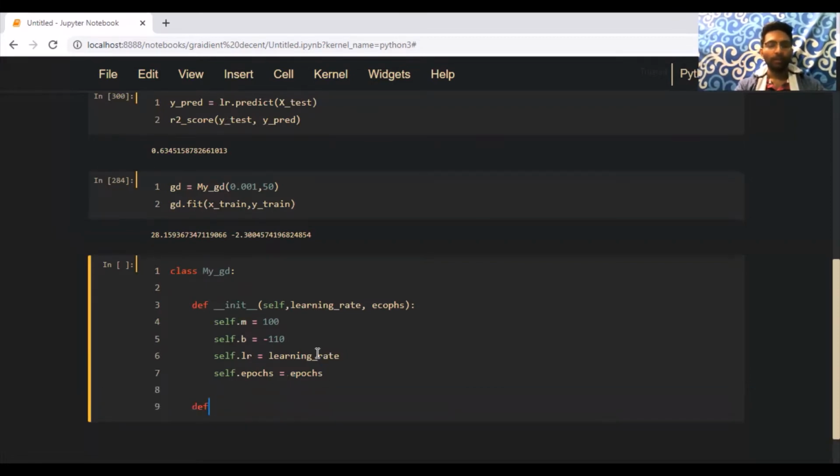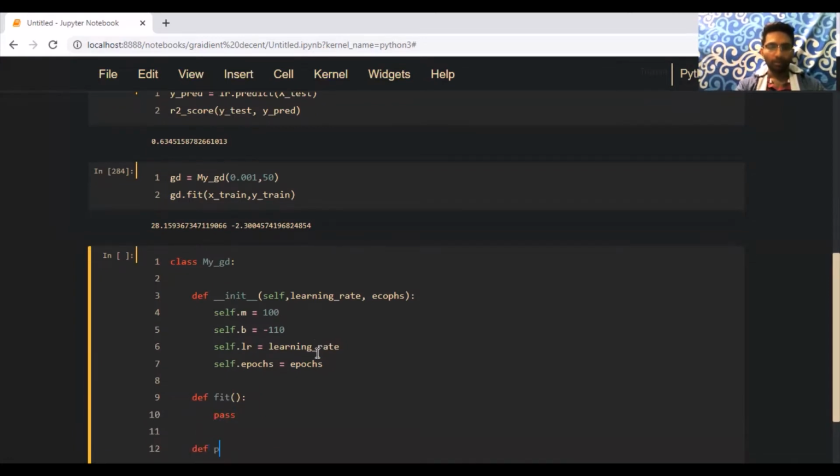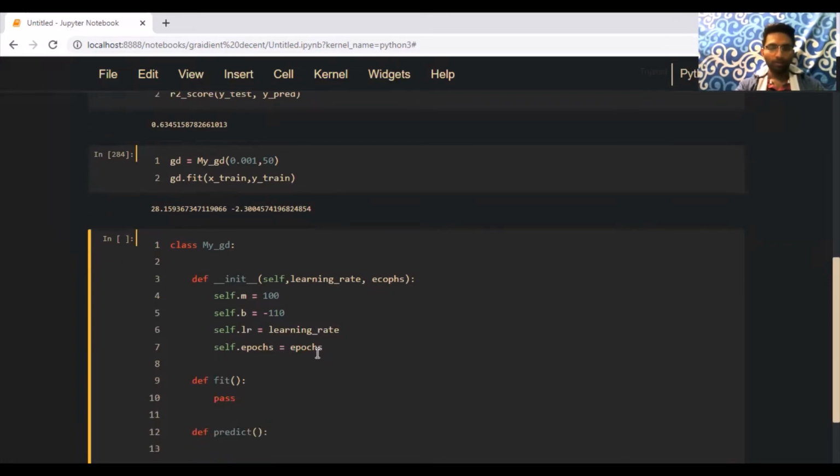Now I will create some methods. As in linear regression, we have two methods, fit and predict, so we will make those. For the time being, let's just pass on def fit and def predict. Now the main thing comes: the fit. In fit, first I need to clear a few points.